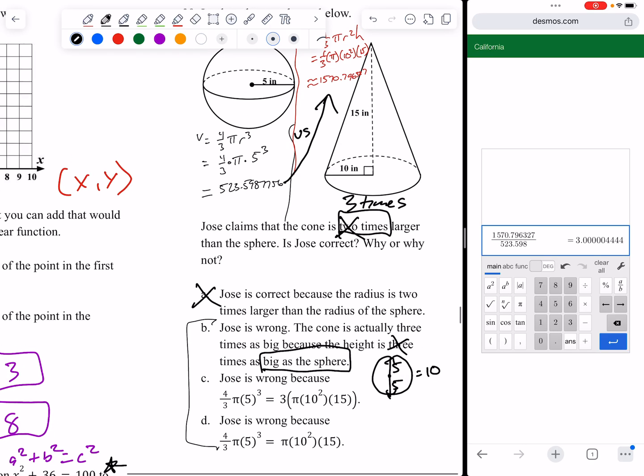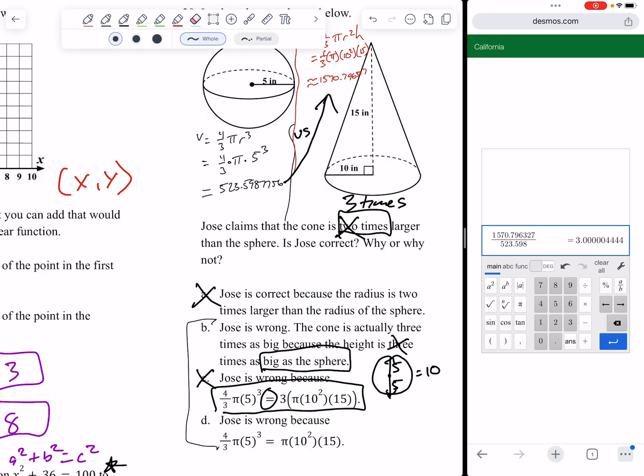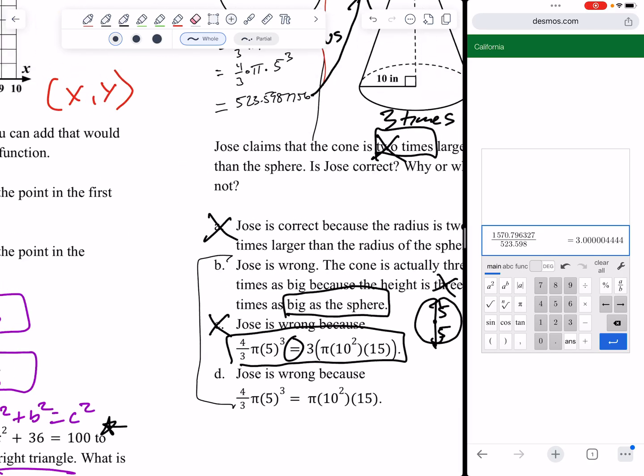Jose is wrong because 4. So let's see. 4/3 times 5q equals 3. So essentially, these are just the equations. Did they do anything? No. These just mean that they are equal. Okay, that is wrong. They are not the same. This was weird, the way they worded it.